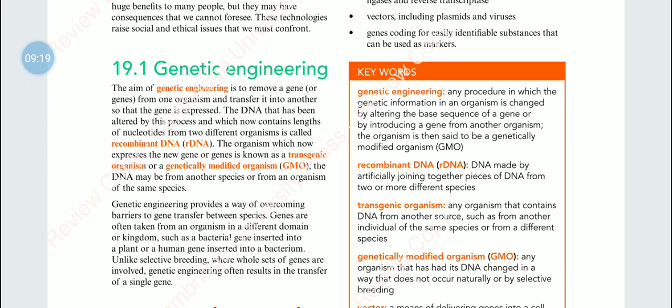So this is not like selective breeding. In selective breeding, we use the whole set of genes. An animal that is more suitable for that environment, we select them and then we breed them. But this is completely different. We take only a part of the DNA, that is a single gene or several genes, and add it to another organism.